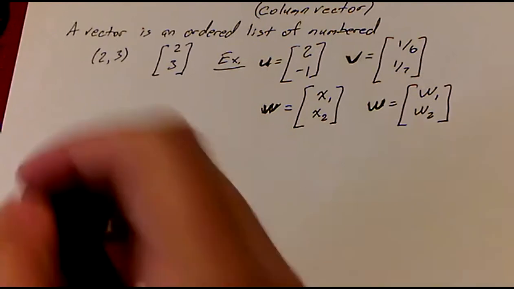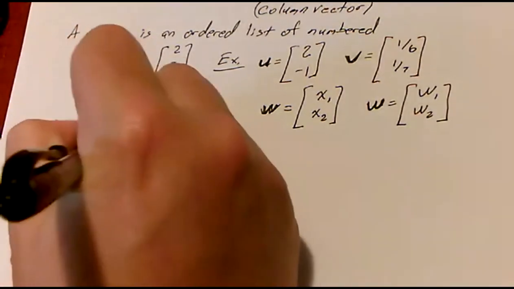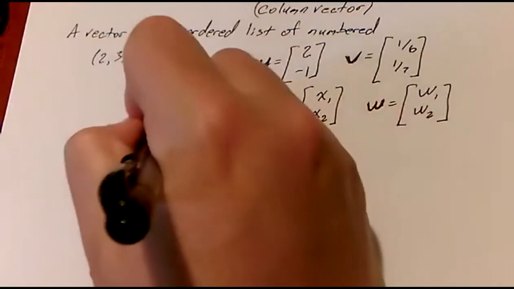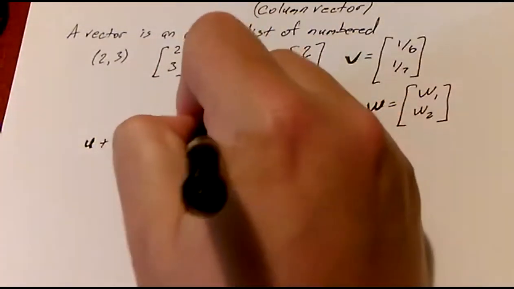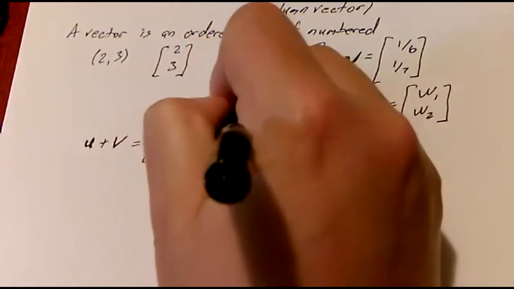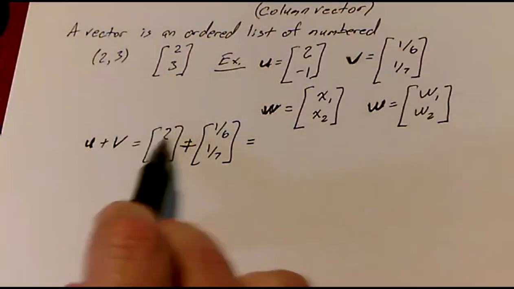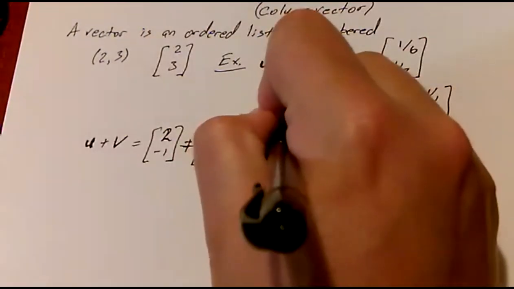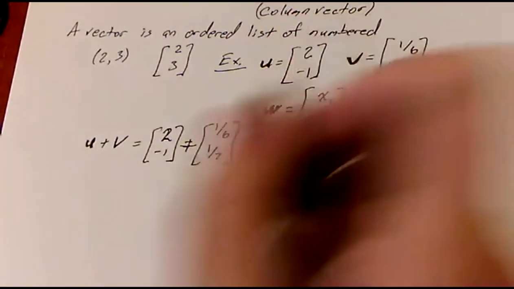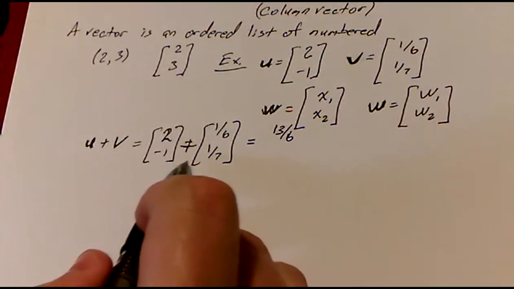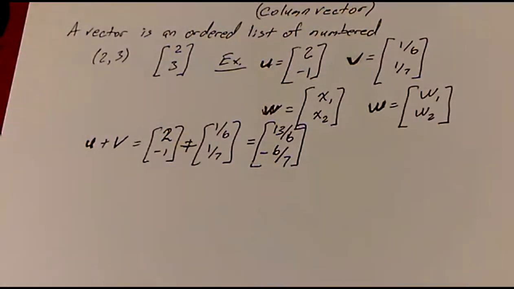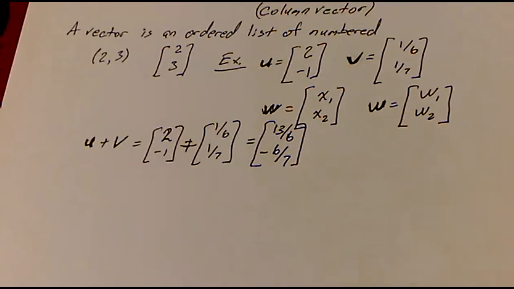We do a lot of operations with vectors. So let's take our vector u and our vector v, and let's add them. We have our vector u, 2, -1, plus our vector v, that's 1/6, 1/7. If I add them, you just add the components. So 2 in terms of sixths would be 12/6, and when you add, you're going to get 13/6. Then -1 would be -7/7, so if I add 1/7, I'm going to get -6/7. That would be the sum of those two vectors. Adding vectors is a pretty easy task.